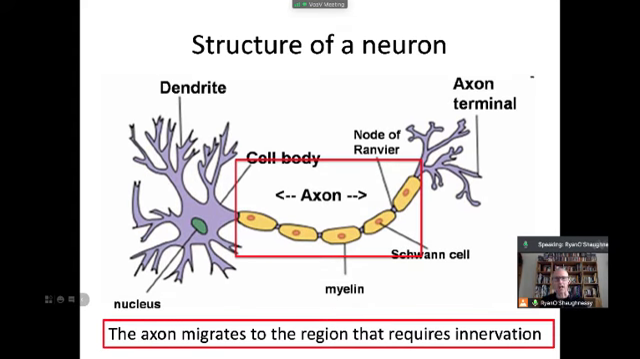So let's revise the structure of a neuron. So we have the dendrite containing the cell body. Then we have an axon, which ends in an axon terminal, and both these are required for innervation, one in the central nervous system and the other one at the peripheral tissue. But it's the axon itself that migrates to the region that requires innervation.